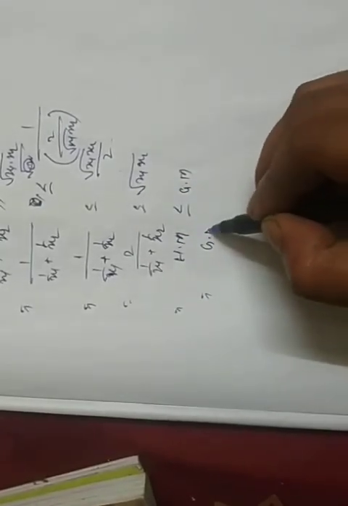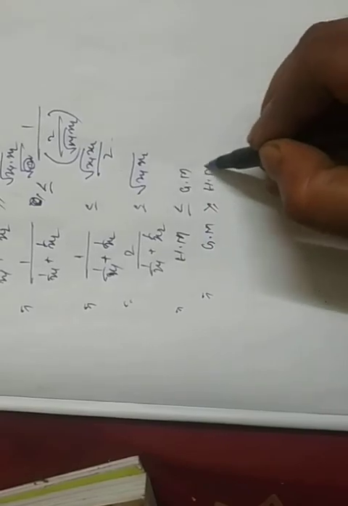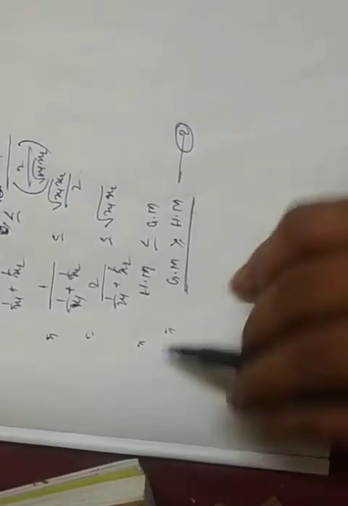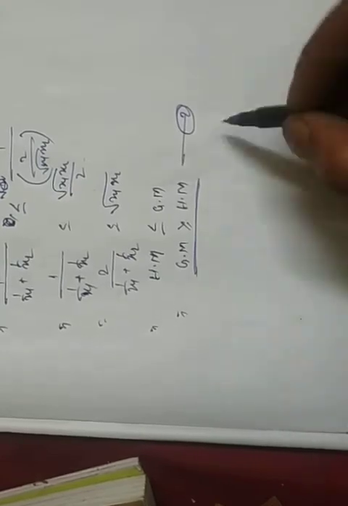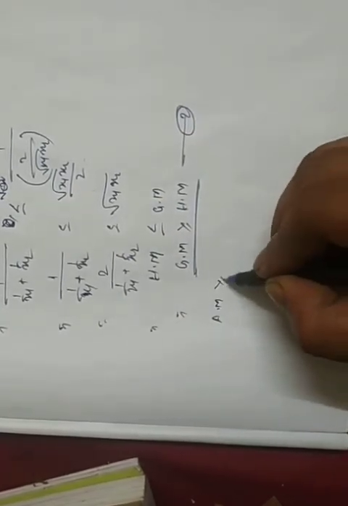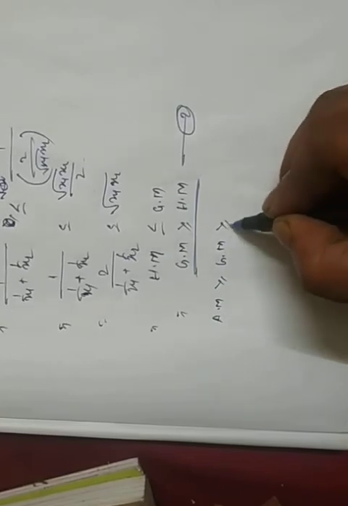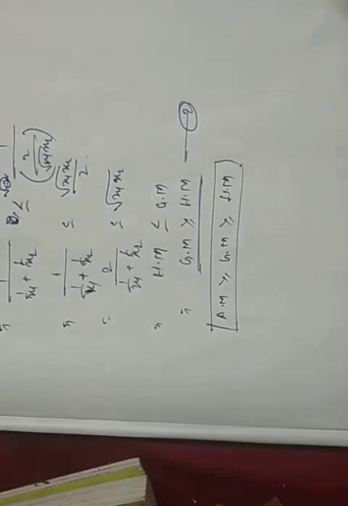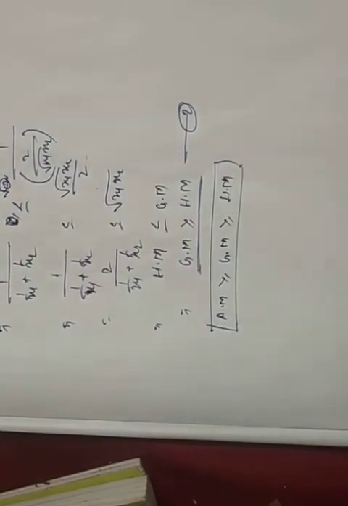That implies GM is greater than or equal to HM. This is the second part. For the first part we got AM greater than or equal to GM, and in this part we got GM greater than or equal to HM. So taking 1 and 2 together, we get AM greater than or equal to GM greater than or equal to HM. This is the relation between arithmetic mean, geometric mean and harmonic mean.